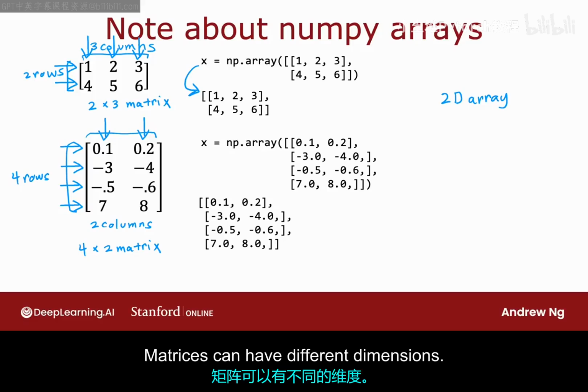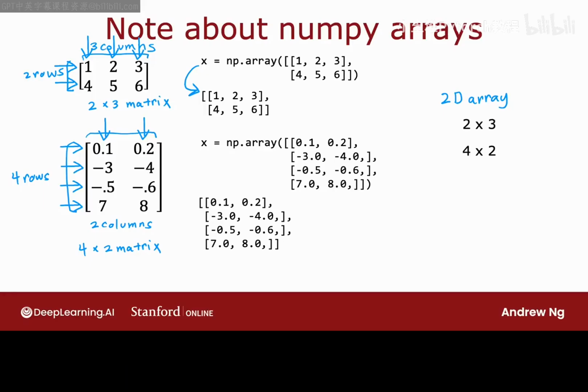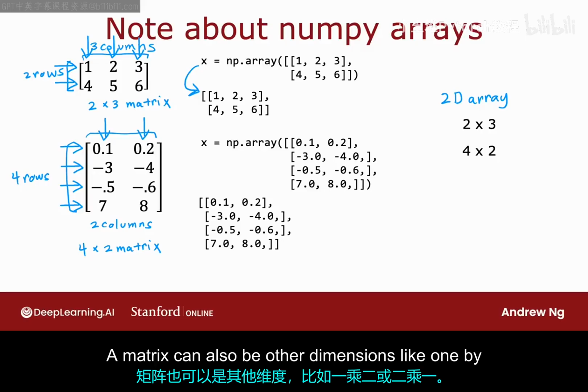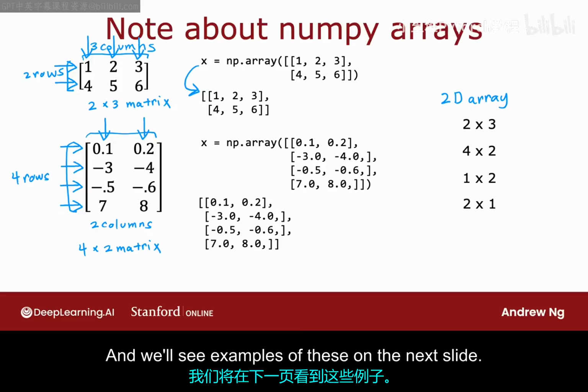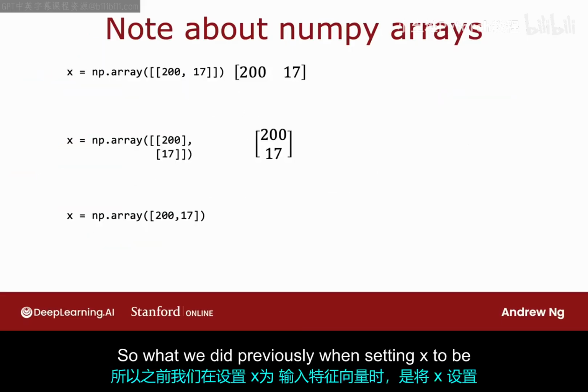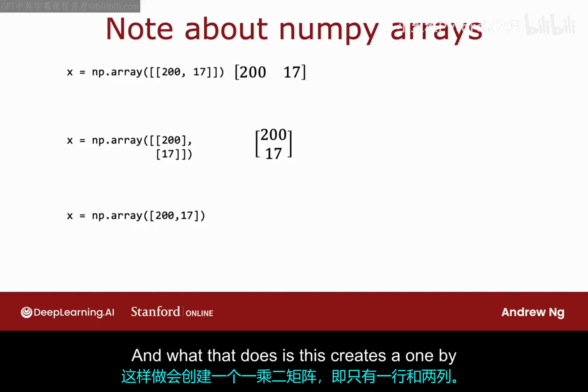Matrices can have different dimensions. You saw an example of a 2 by 3 matrix and a 4 by 2 matrix. A matrix can also be other dimensions like 1 by 2 or 2 by 1. And we'll see examples of these on the next slide. So what we did previously when setting x to be input feature vectors was set x to be equal to np.array with 2 square brackets, 200, 17. And what that does is this creates a 1 by 2 matrix that is just 1 row and 2 columns.